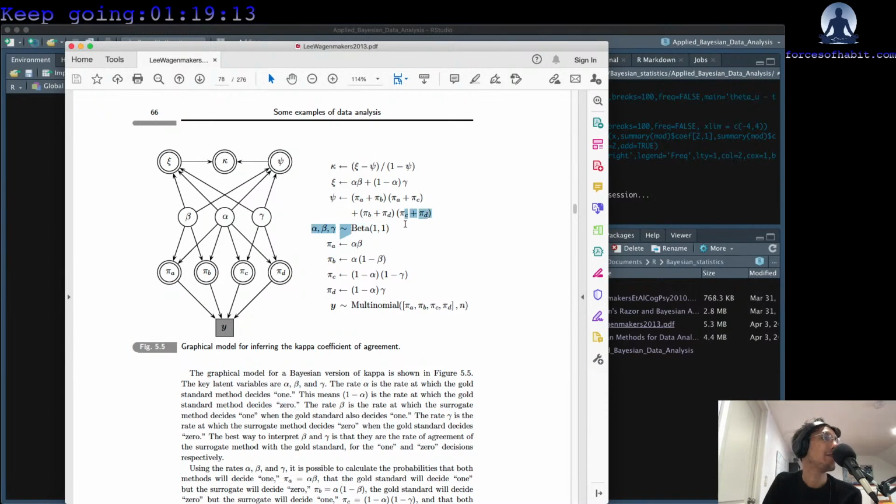Each of these values is a beta distribution, Beta(1, 1), which is an uninformative prior. Eating my salad, put in the microwave, eating my salad.